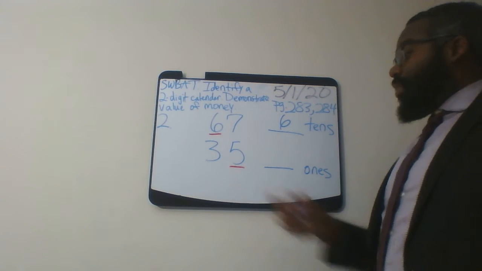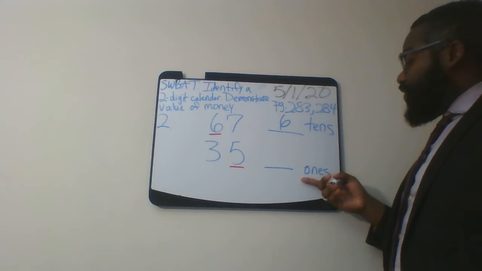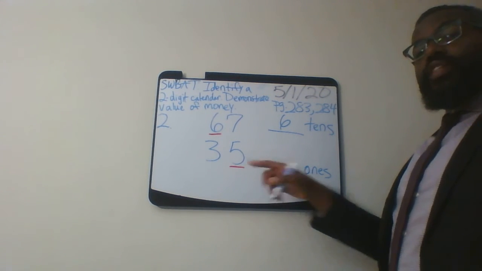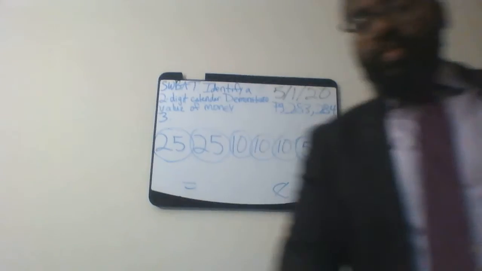Let's go to the next number. We have 35. Now let's see what it's asking us for. It's asking us for the ones place. Notice the 5 is in the ones place. So we will write number 5. Let's move on to number 3.